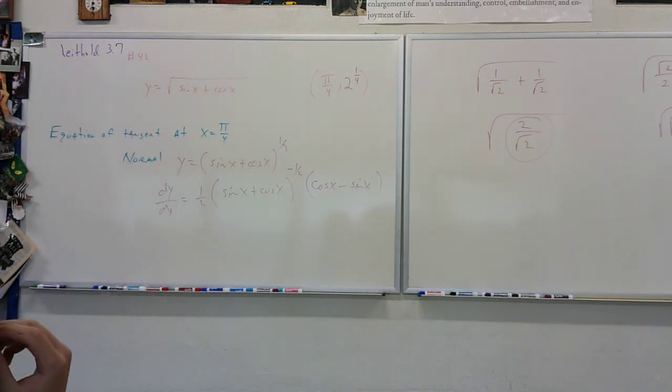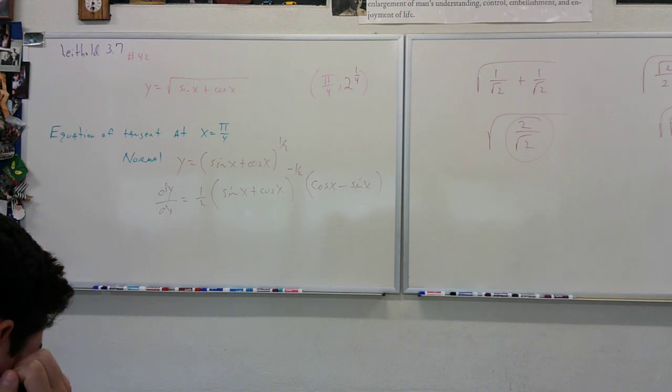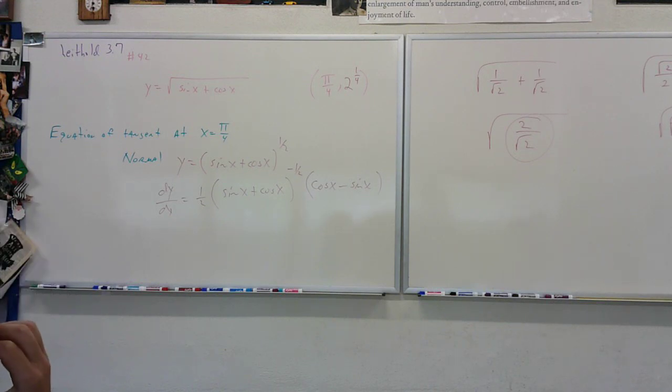Then what is the slope at pi over 4? What y'all get is the slope at pi over 4? What's the slope at pi over 4? Put pi over 4 in there and find out what the slope equals. What is the slope equal at pi over 4?